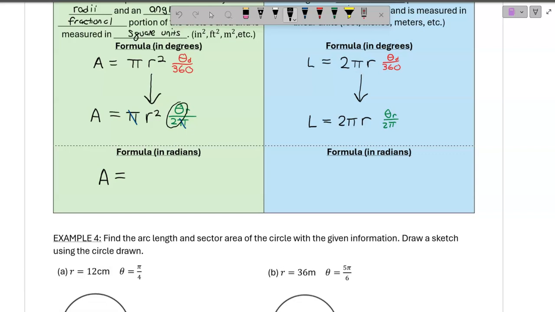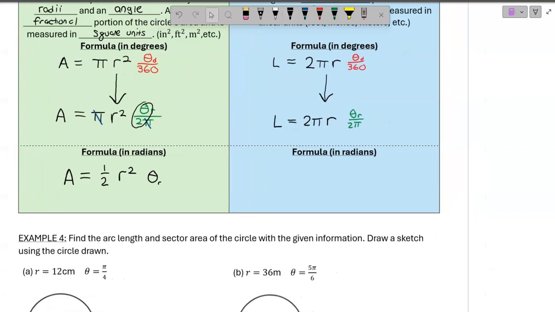And so our area of a sector formula in radians is going to be theta over 2. I'm going to write that as 1/2 theta. I'm going to split that apart, and then throw the r squared in the middle. That is going to be our formula in radians: 1/2 r squared theta, and if you need to put a little r there to remind you that it's in radians, you can.